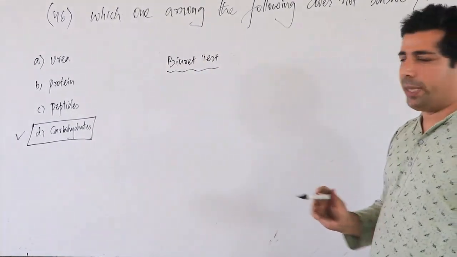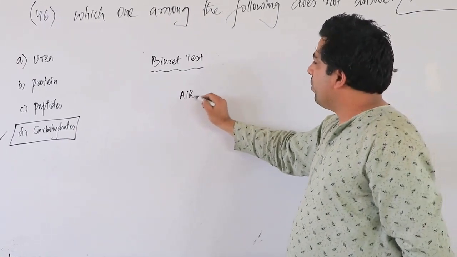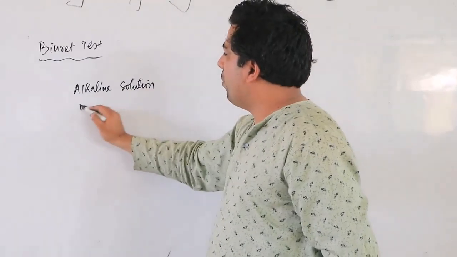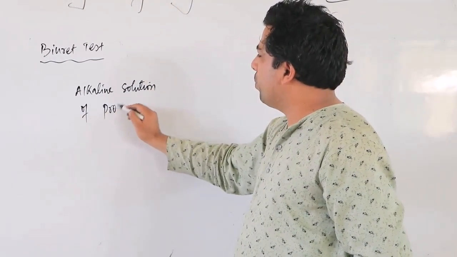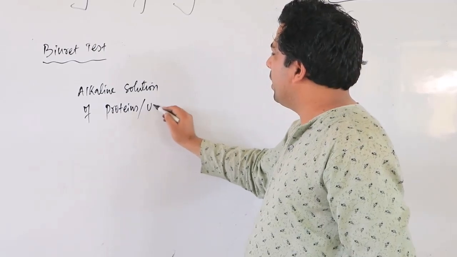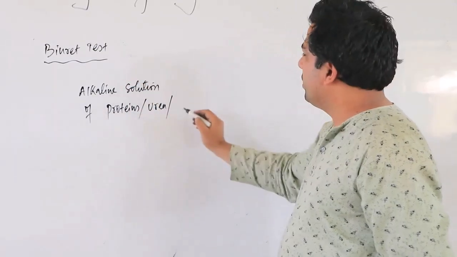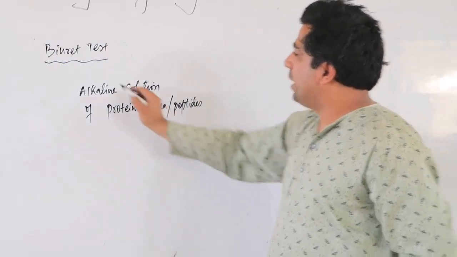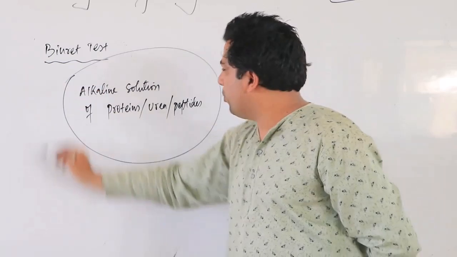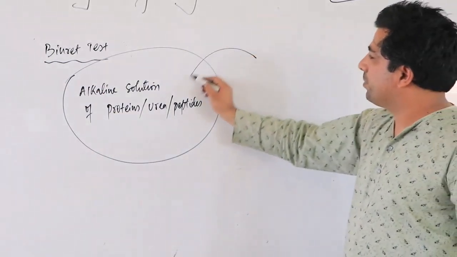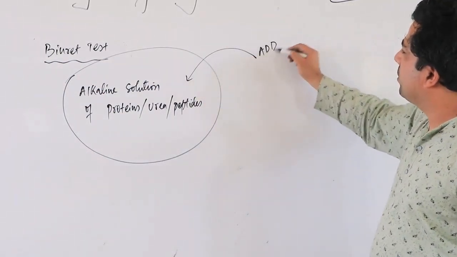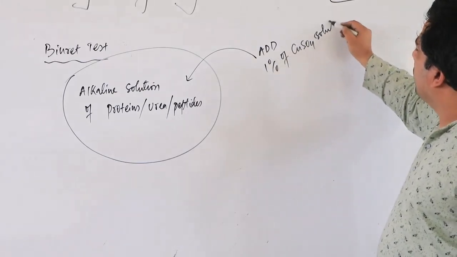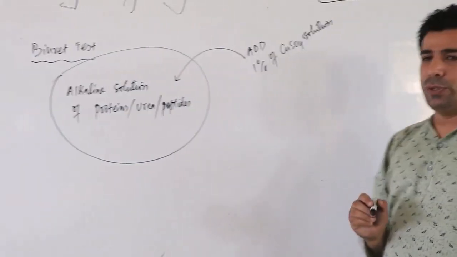In biuret test, what happens? First of all, we are taking alkaline solution of proteins, you can take alkaline solution of urea, you can take alkaline solution of peptides. Correct? To this alkaline solution of proteins, urea, peptides, what happens? Add 1% of copper sulfate solution. So 1% of copper sulfate solution is added.